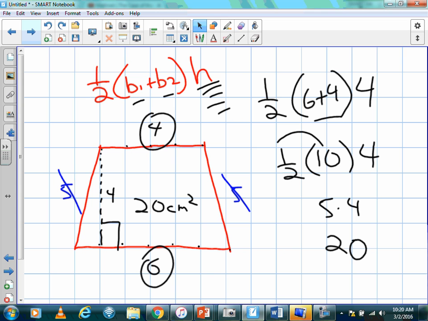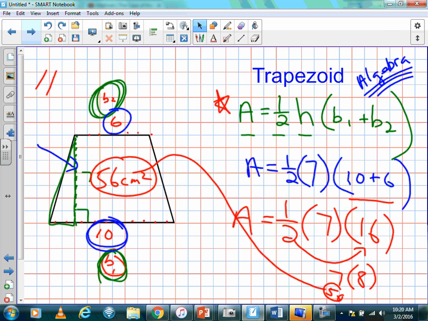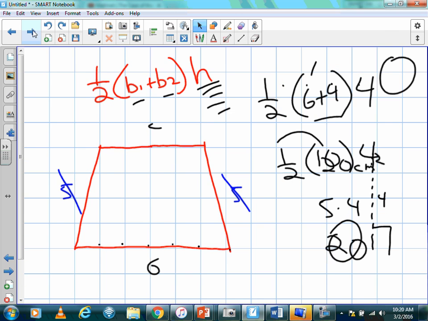Now, think about this, kids. Let's get rid of all this mumbo-jumbo here. And let's see if we can actually visualize this. I did it on purpose to show you. Okay. So we got 1, 2, 3, 4, 5, 6, 7, 8, 9, 10, 11, 12, 13, 14, 15, 16. So that means we need how many more to get 20? 4.